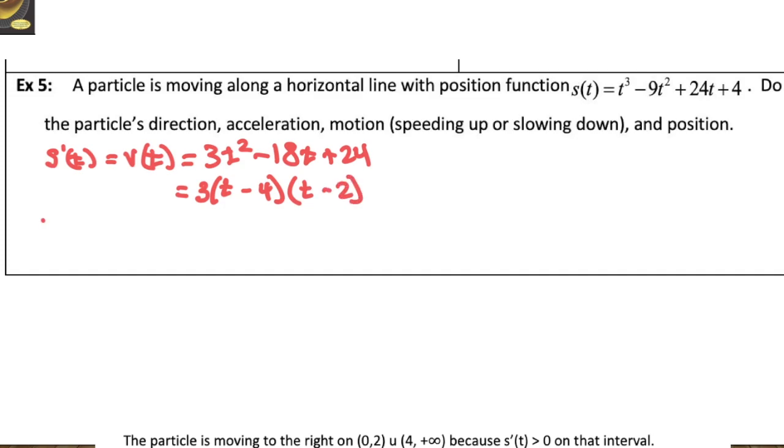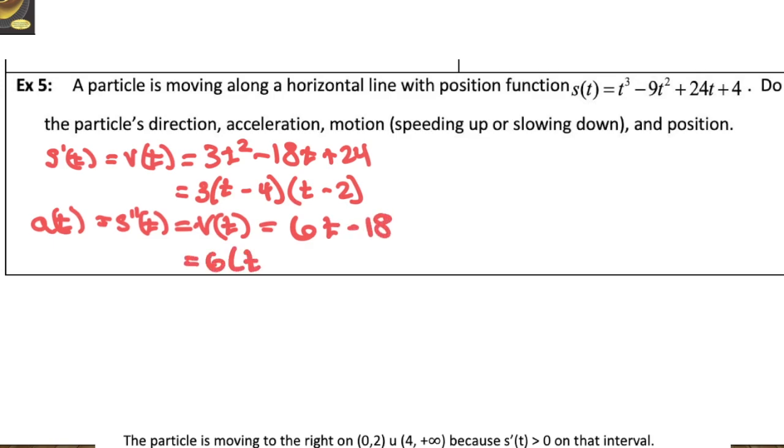We're also going to think about the acceleration, and the acceleration is the second derivative of your position function, or the derivative of velocity. They're all equivalent. And the derivative of our velocity is 6t minus 18. And if you want to factor it, 6 times t minus 3.